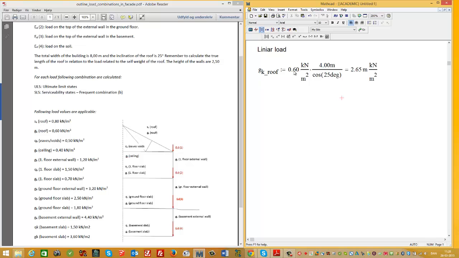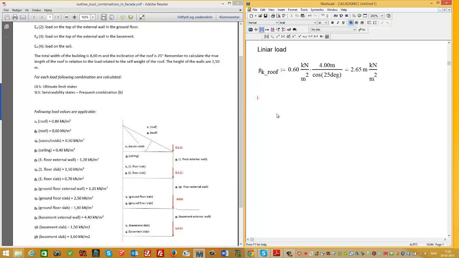So the way you do it, you take the square meter load and then you multiply it with the load width, you can say. This is the load width. And in this case you take the diagonal length.